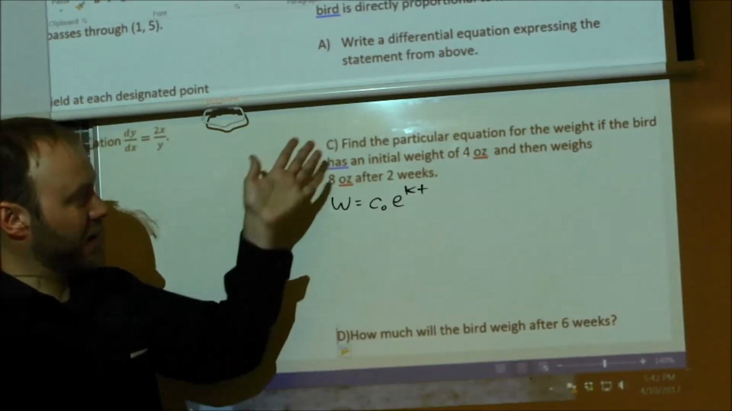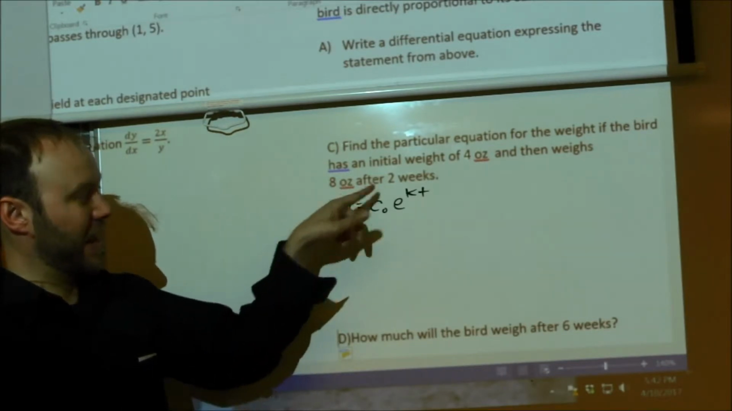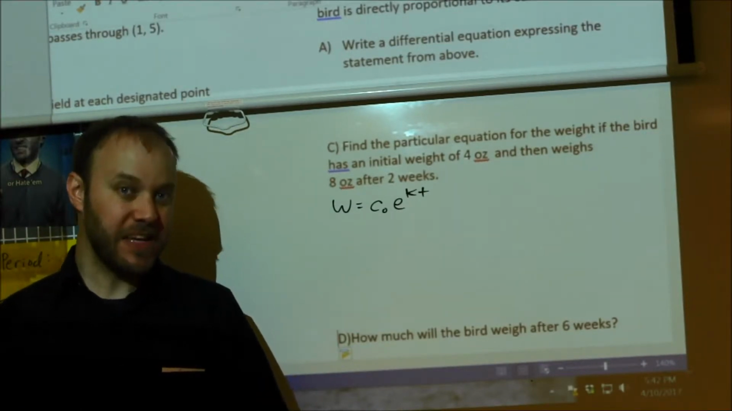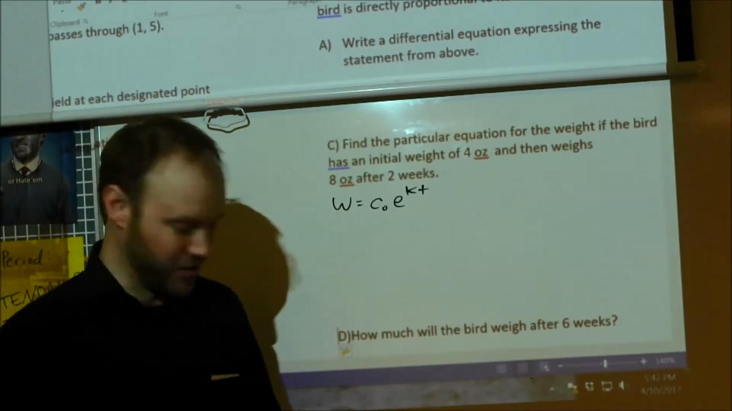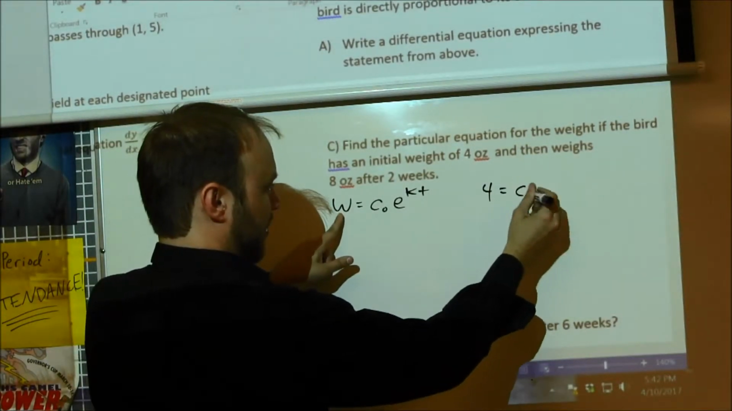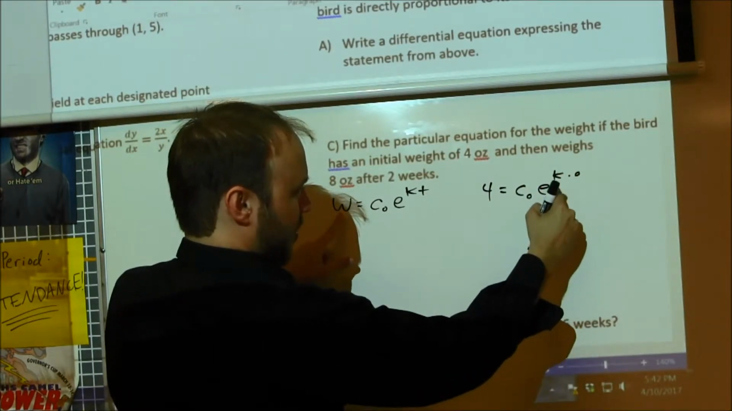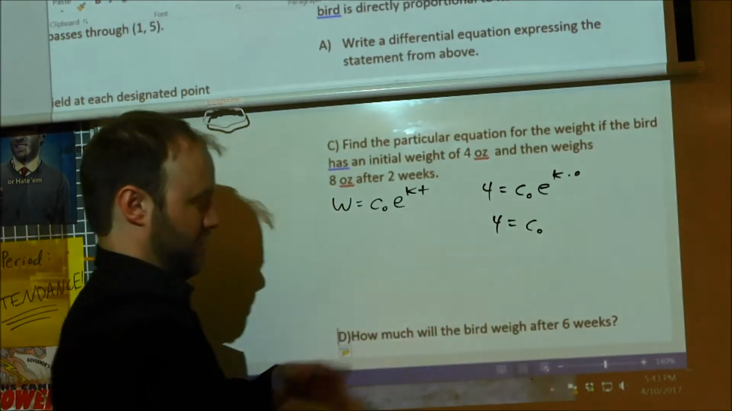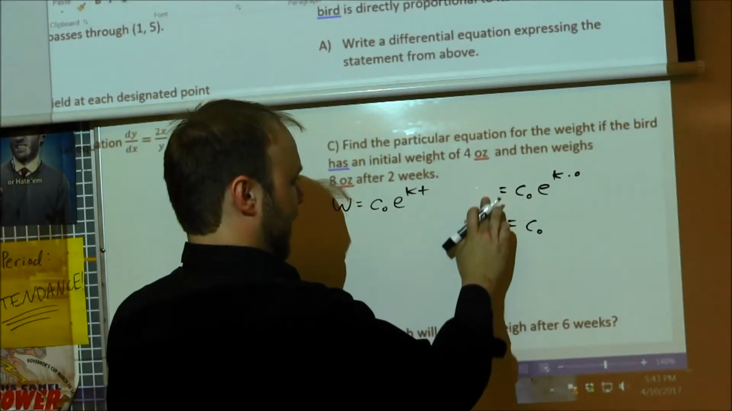But what I now have is find the particular equation for the weight if the bird has an initial weight of 4 ounces and then weighs 8 ounces after 2 weeks. So they're usually going to give you an initial value. It's possible that it might not be a t equals 0, and you might actually have to solve 2 different separate equations. This one's kind of nice, though. It works out very well because they give you an initial weight of 4 ounces, and you're really trying to find C naught, but they're telling you that t is 0, and e to the 0 power is just 1, and that tells you that 4 is really just C naught times 1, which means C naught's really just 4. So if they give you an initial value, you can just go ahead and fill that value in.